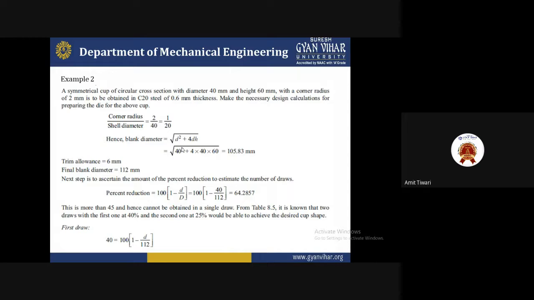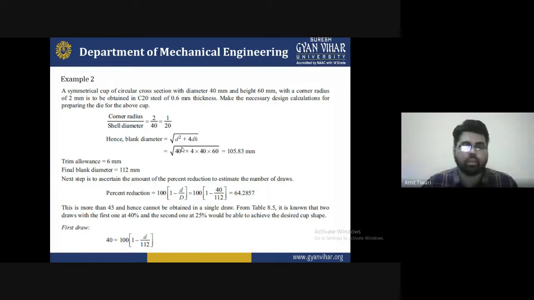Now next, the blank diameter. How can we calculate it? We can calculate it by the formula square root of d squared plus 4dh. Here d is 40 and h is 60. After calculating these terms, we find 105.83 mm. Now the trim allowance is 6 mm, so the final blank diameter is 112 mm.